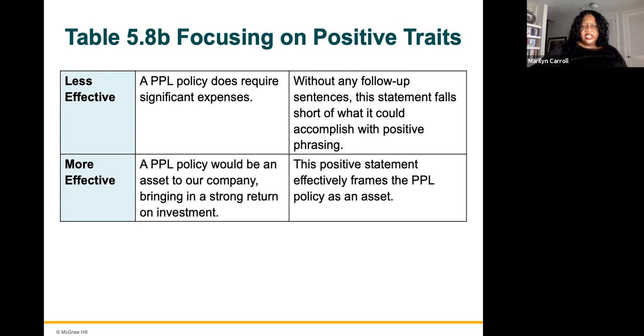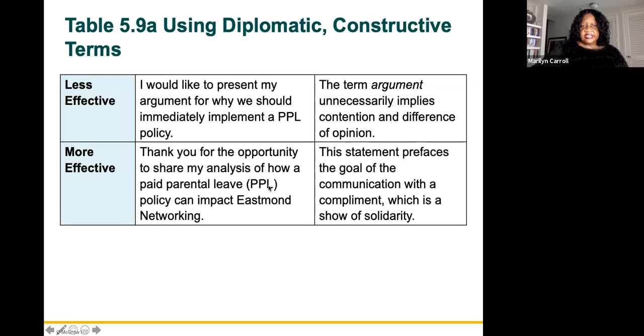Let's look at another one. A PPL policy does require significant expenses. Now, that's not as effective as, a PPL policy would be an asset to our company, bringing in a strong return on investment. So this positive statement effectively frames the PPL policy as an asset.